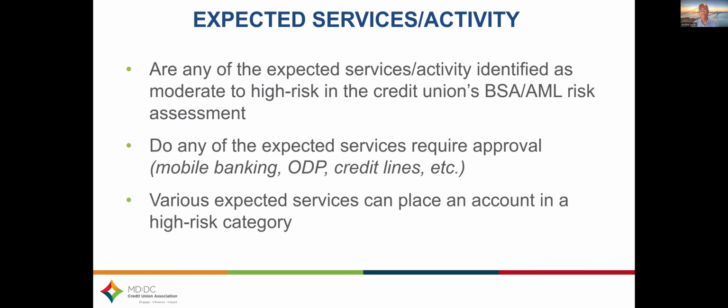Very critical information. So, expected services. Some of these services might be high risk. If that's the case, you might wind up having a high risk member. So what type of services is this member going to be using? If you identify shared branching as high risk for your company, and the member says, well, I'm going to be using shared branching. Okay, well, guess what? Mobile banking, overdraft protection, various credit lines. What type of services is this member going to be using at my credit union? Are any of them high risk? I might want to know that information.